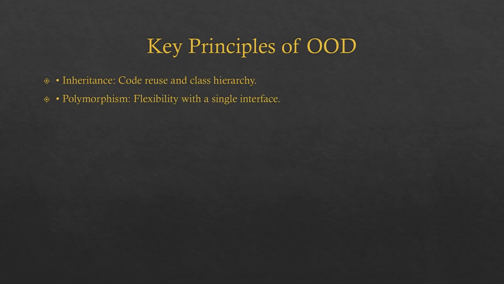We also explored inheritance, which allows us to reuse code and create class hierarchies, and polymorphism, which allows one interface to represent multiple behaviors. These principles are essential for creating flexible and extensible systems.